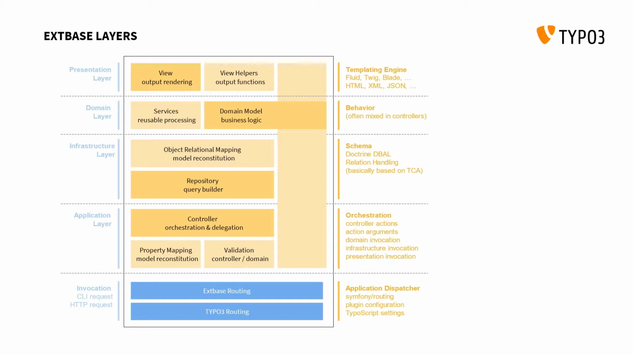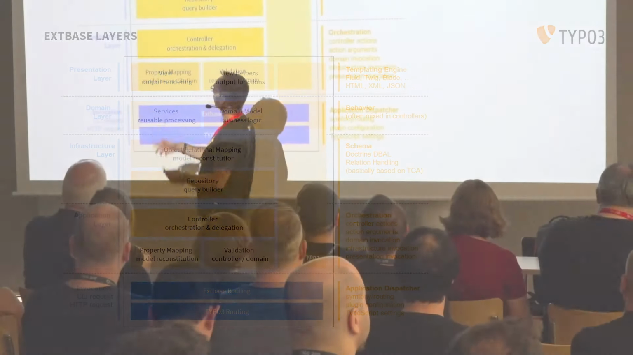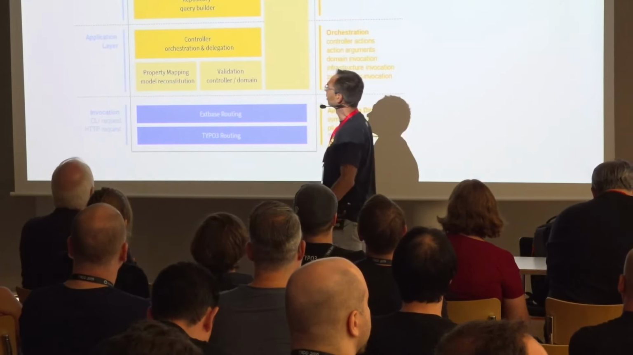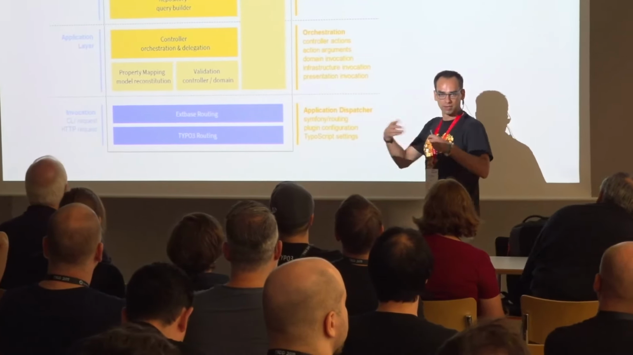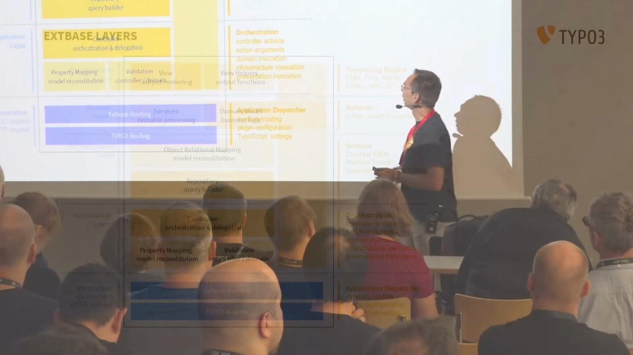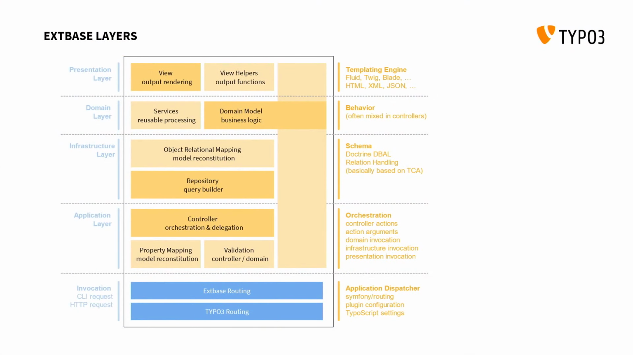So what we can see here is basically the Extbase layers, and on the left side we have the layers that we know. We have an application layer, an infrastructure layer, which communicates with the database, a domain layer, which is pretty familiar, and the presentation layer, sending data back to your user. And on the right side, I tried to come up with some ideas what kind of technologies or techniques might be used in each of these layers. So let's first start with the routing.